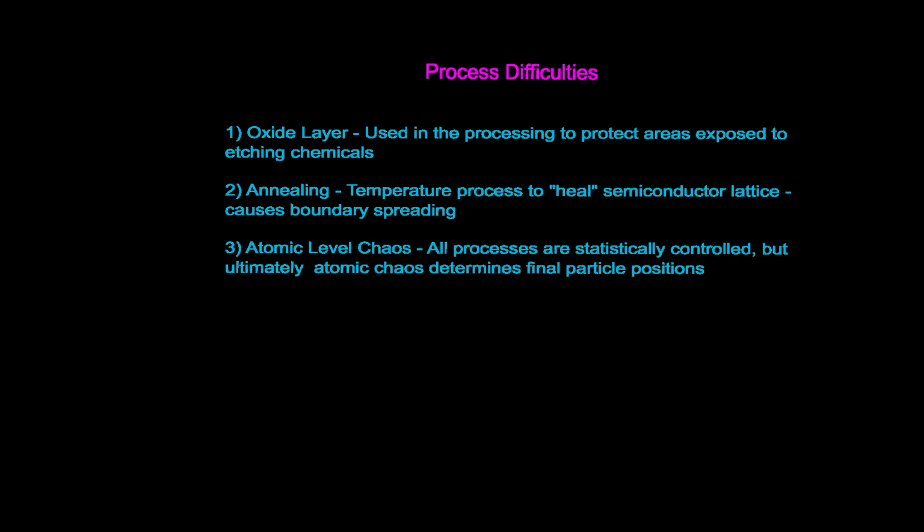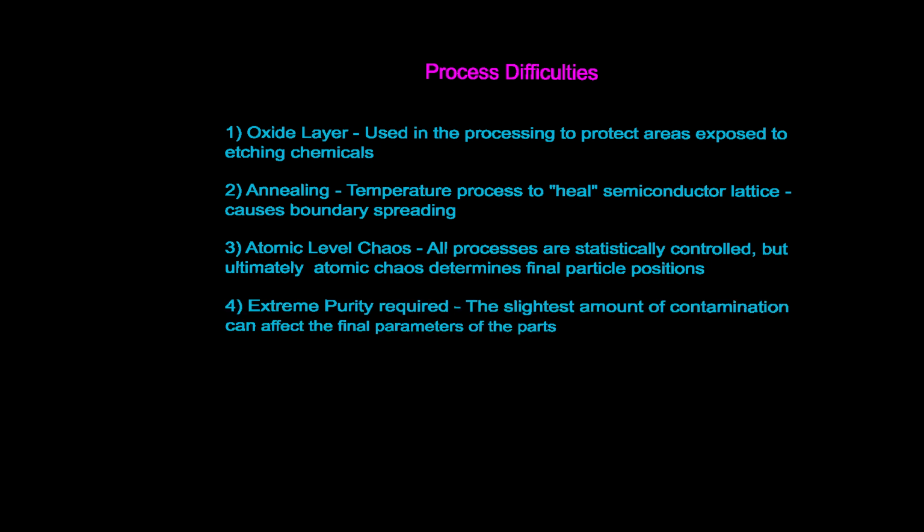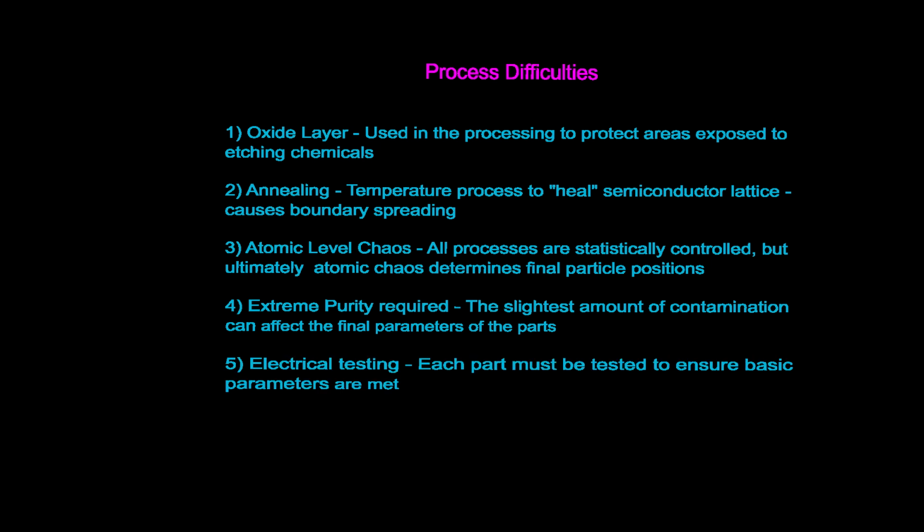In addition, the diffusion and ion implantation processes are easily affected by temperature and the chaotic movement of atoms. Also, because the extreme purity of the materials cannot be guaranteed, it is difficult to make JFETs with precise parameters. As a result, there will be significant variation in the performance of the thousands of JFETs manufactured on a single wafer. Because of these process difficulties, each JFET will have to be electrically tested to determine its performance. Additionally, many manufacturers provide custom screening for parts that must meet tighter specifications.